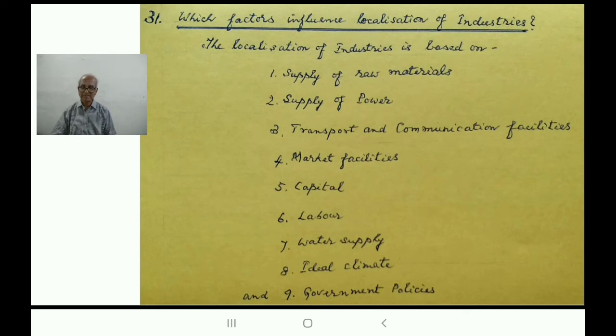So what are the factors here? Supply of raw materials. You should be able to get raw materials. Supply of power. You need electricity. Do you get enough electricity there?